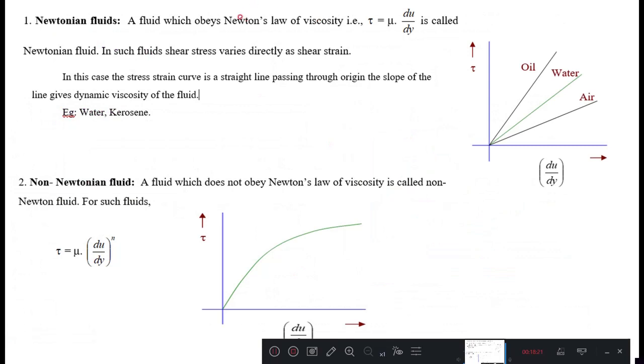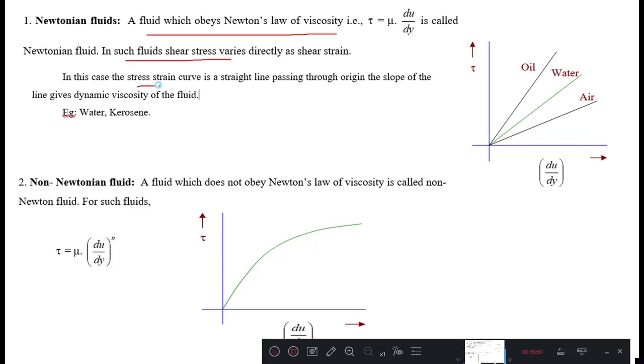Next, Newtonian fluid. What does Newtonian fluid mean? A fluid which obeys Newton's law of viscosity, that is tau equal to mu into du by dy, is called a Newtonian fluid. In such fluids, shear stress varies directly as shear strain. Look at this graph here. Air, water, and oil all vary linearly, that is, stress is proportional to the rate of shear strain or velocity gradient. For example, all low viscous liquids are taken as Newtonian fluids: water, kerosene, oil, or alcohol. These all come under Newtonian fluids.